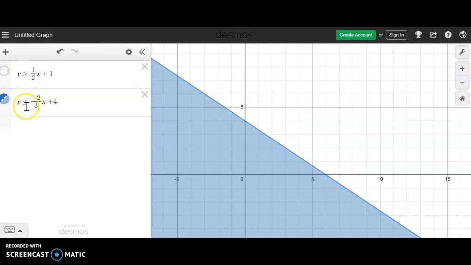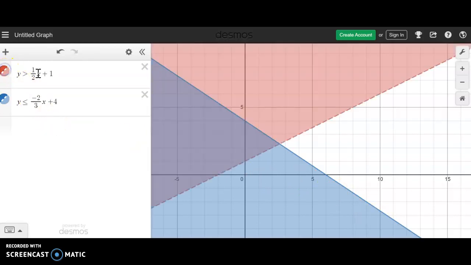When you have or equal to, you have a solid line, and when you don't, you have a dotted line. Because in this case, we have y could be less than this line, or y could be equal to this line. So you actually do want to count the line as a solution, so you're going to draw a solid line, and you're going to shade everything that's less than this line. So you're going to shade below this line.